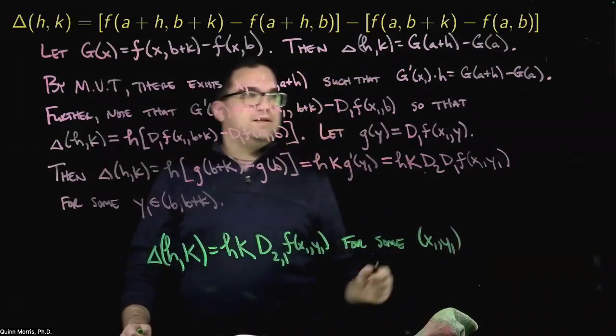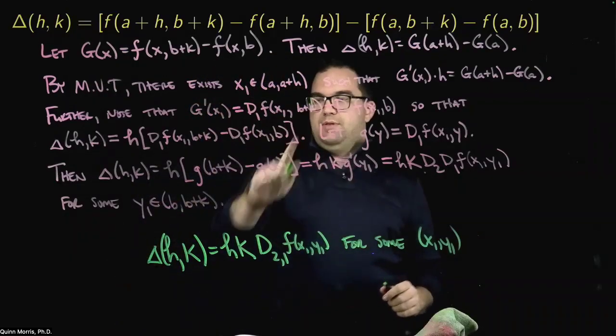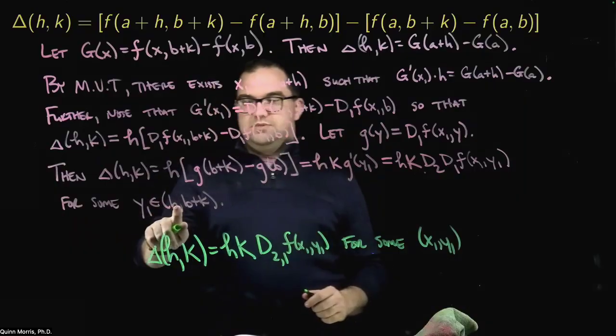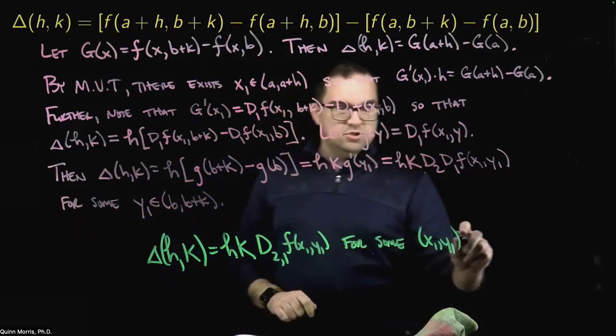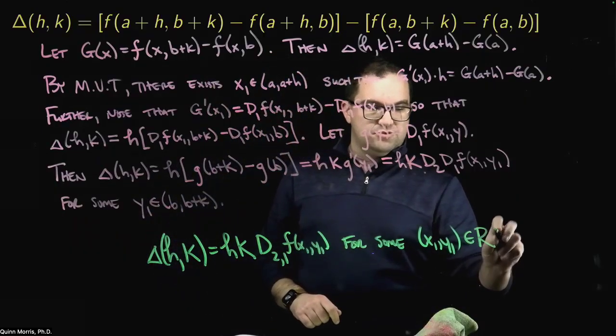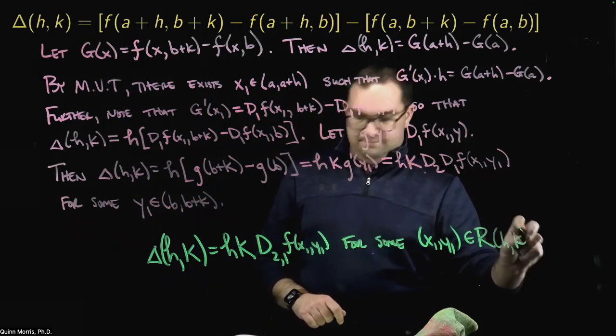Well, let's see. X1 was between a and a plus h. Y1 was between b and b plus k. So x1, y1 is in this rectangle RHK.